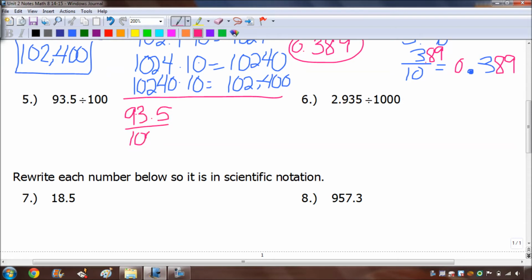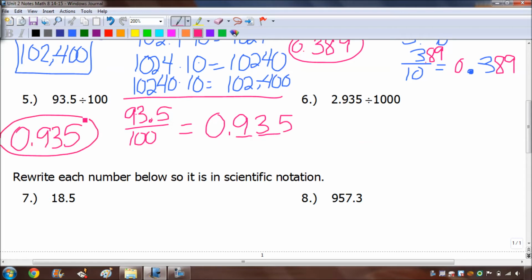For 5, you have 93.5 out of 100. So my answer is going to be 93 hundredths, right? Here's my tenths place, and here's my hundredths place. So I have 93 hundredths and then the 5 tags along. So it's 0.935. Okay? And then lastly, we've got 2,935 out of 1,000.